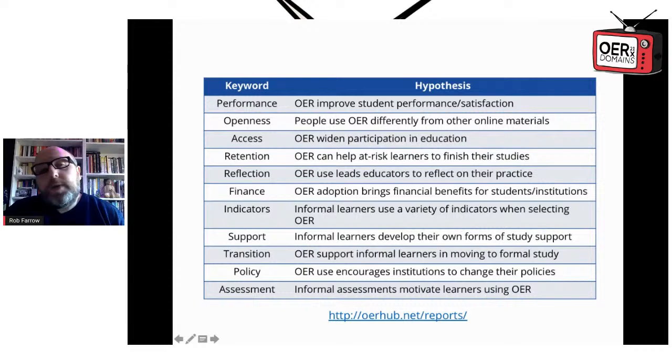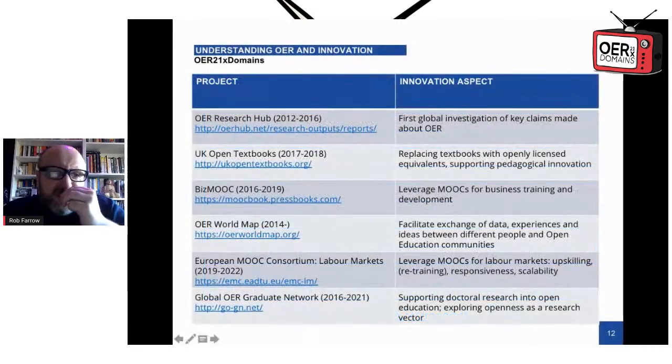And so on. But in this case, I think this is a useful shorthand for the sort of innovations associated with OER, at least in 2012. You can read the reports yourselves if you want to find out what the outcome of that research was. So with OER Research Hub, it was all about the key claims. And so if you like, those were the innovations that we were investigating. There's also some innovation in the way that we were investigating it by using open practices and open dissemination and so on.